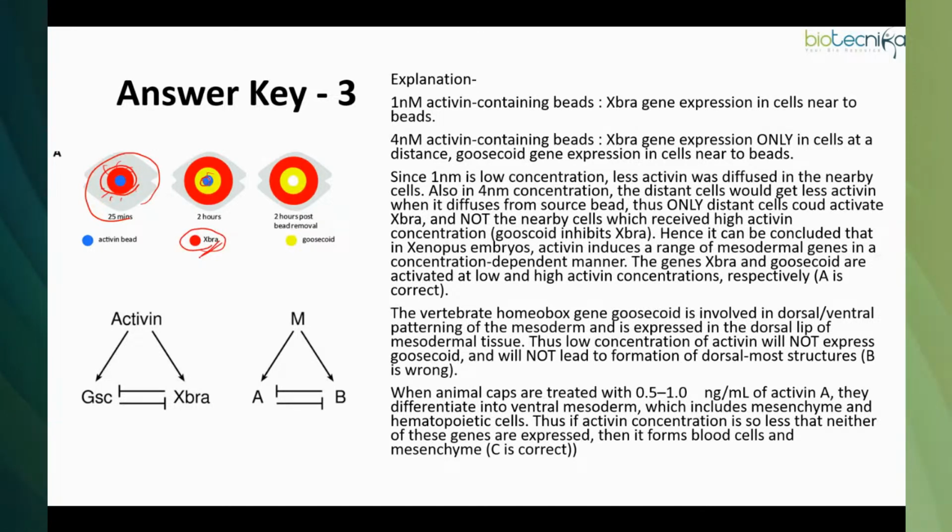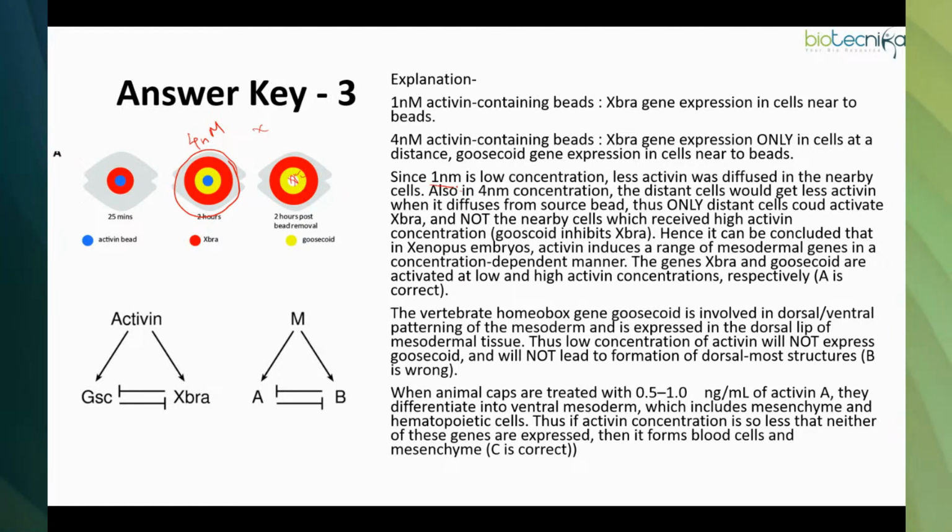Not in the yellow region, because here the concentration of activin will be more. This is the 4 nanomolar. So the concentration will be more outside. Okay. And no activin means if you remove the bead, then also they stay the same like that. But if you don't take any bead, then neither of the genes are getting expressed.